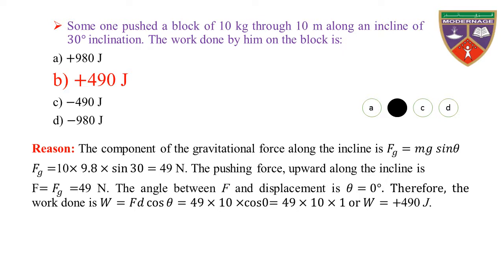Therefore, the work done is W = Fd cos θ = 49 × 10 × cos 0, which is equal to 49 × 10 × 1, because cos 0 is 1, or work done is equal to plus 490 joules. Hence, the work done by someone on the block is plus 490 joules.